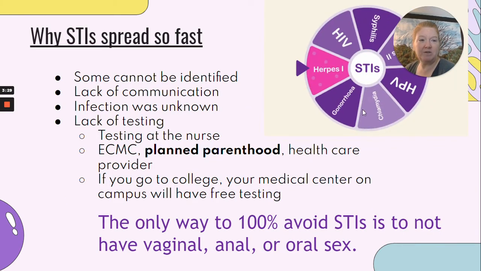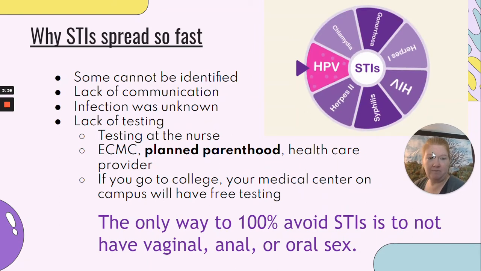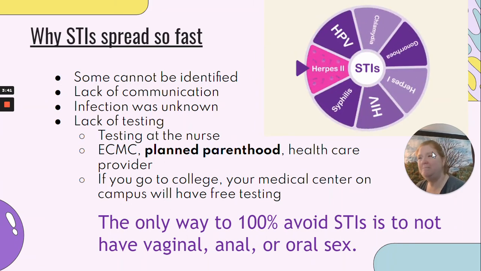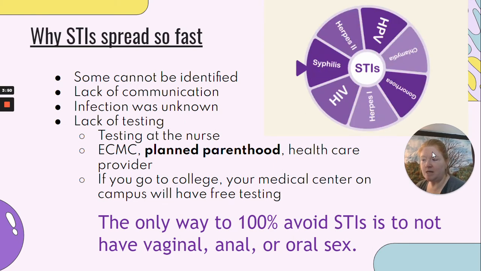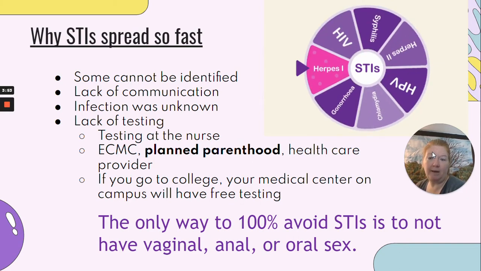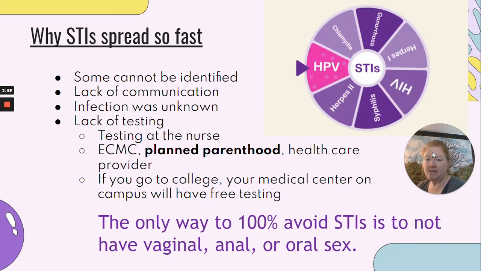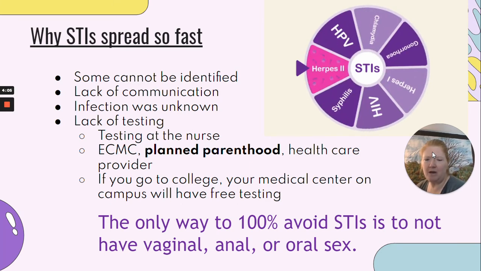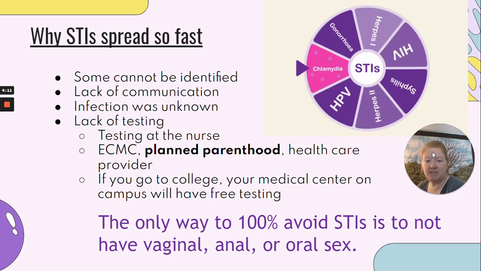So why do STIs spread so fast? Here's the little STI wheel, okay? And most of these we will be talking about. First, some cannot be identified. Maybe they're not symptomatic at first. There's a lack of communication. A lot of people are unwilling to share their sexual history and sexually transmitted infection history. So it could be unknown. There might be a lack of testing, but at school you can get tested at the nurse. There's ECMC, Planned Parenthood, your healthcare provider. If you do go to college, health centers on campus have free testing.